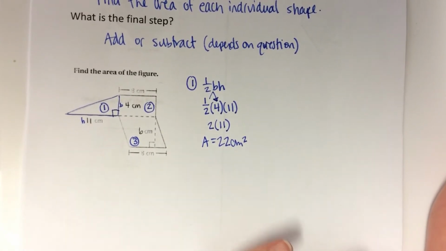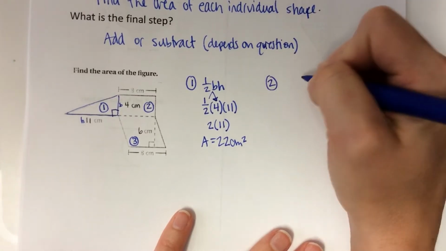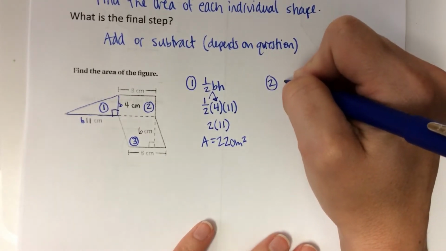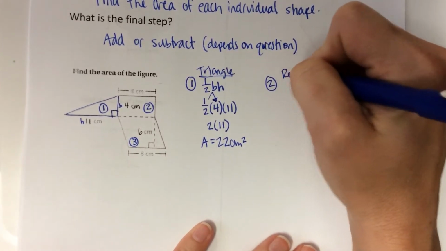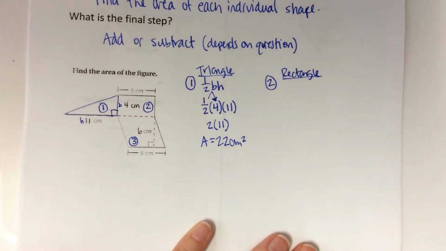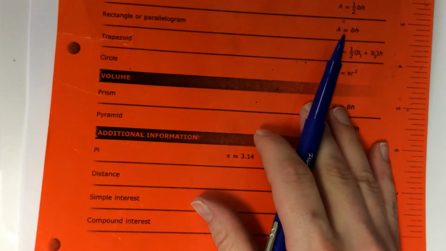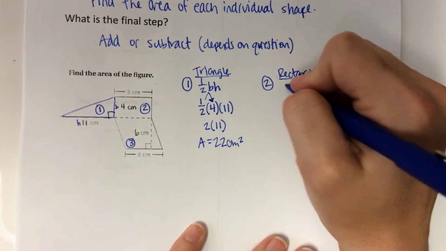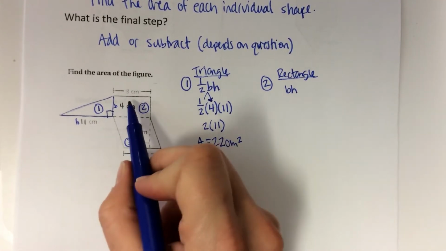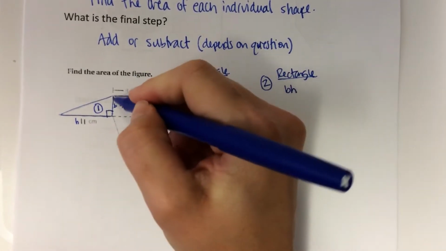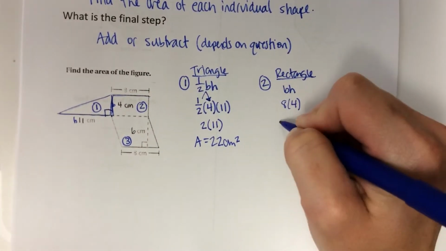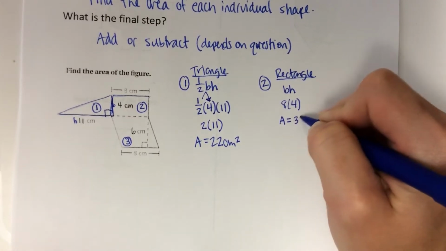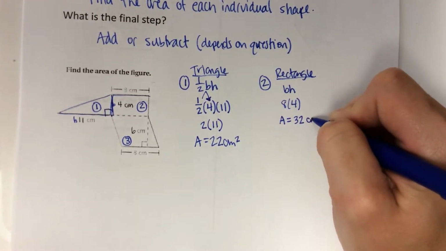I'm not finished yet, so I've got to go to shape 2. Shape 2 looks to be a rectangle. I'm going to label this. For a rectangle, if I forget, I can come and check. Rectangle is just base times height. So my rectangle looks like it's 8 by the base of my triangle, again, of 4. So 8 times 4 gives me an area of 32 centimeters squared.